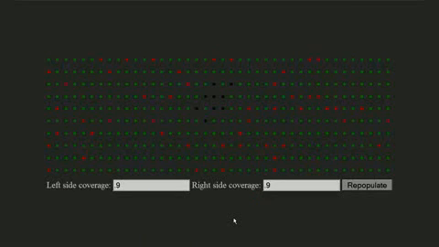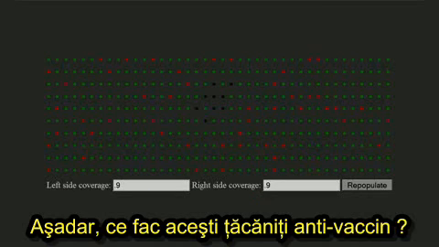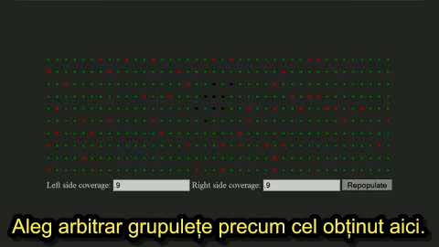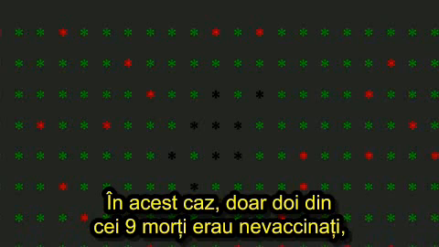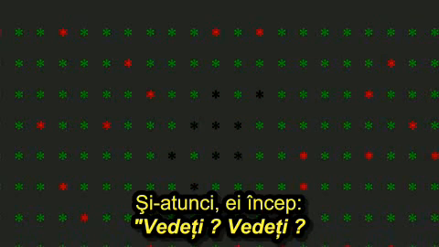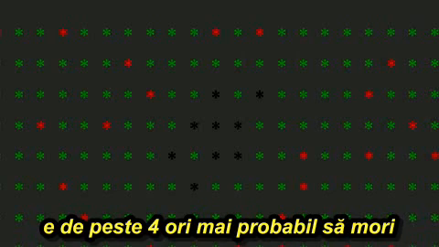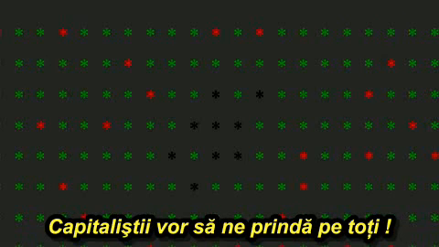So what are these anti-vaccination woos doing? They're arbitrarily looking at little clusters like the one we've made here. In this case, only 2 of the 9 people killed off were unvaccinated. Then they go, "See, you're over 4 times more likely to die if you're vaccinated. It's all a conspiracy. The evil capitalists want to kill us all."